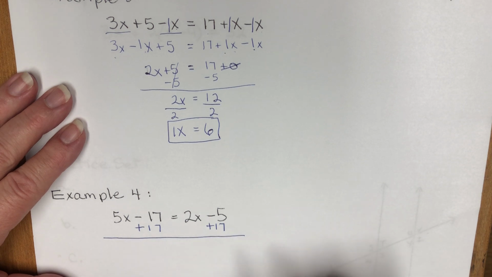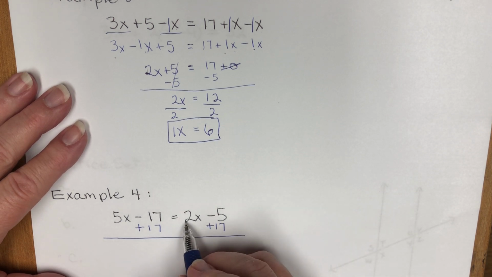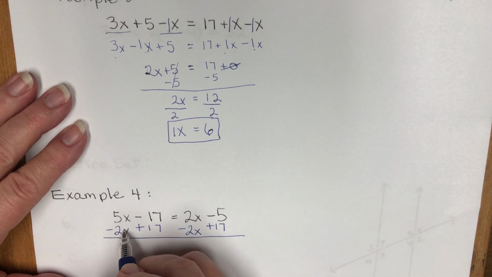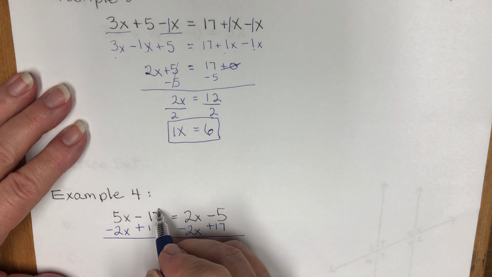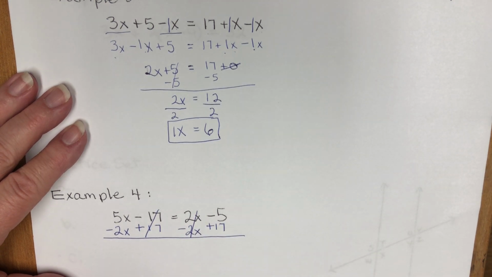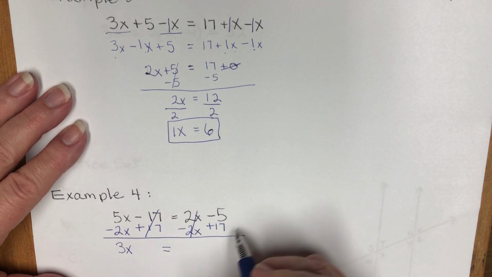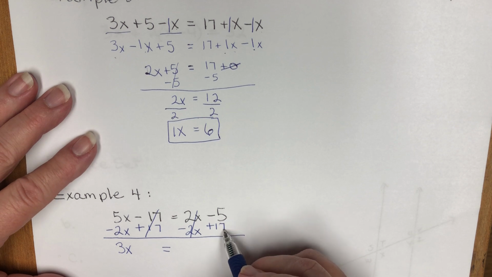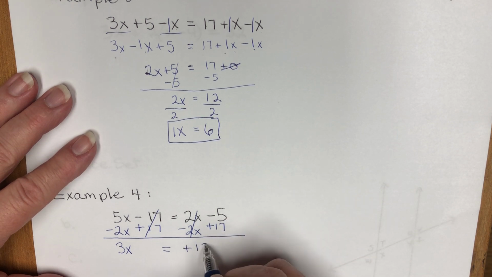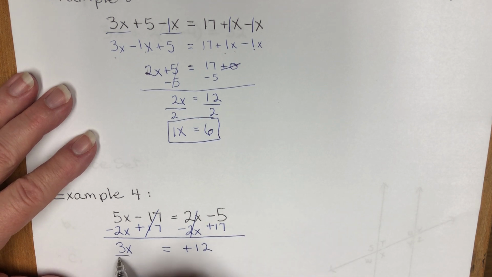Now I want to move the 2x over. I could do this in 2 stages, but I can also do it at the same time. This is a positive 2x, so I'm going to subtract 2x from this side, which means I subtract 2x from this side. Now we go through. This becomes 0. This becomes 0. We have 5x minus 2x is 3x is equal to, we've got a minus 5 plus 17, so that's going to be a plus 12. Now we have to isolate our x by dividing by 3. X is going to equal positive 4. And there is my answer.